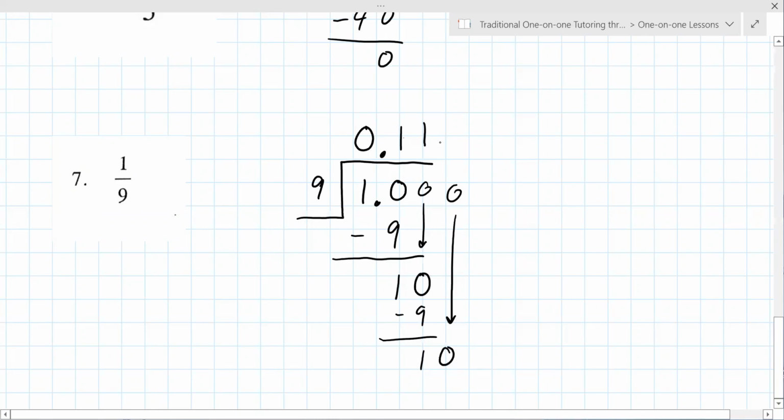What is the pattern? What do you see as the pattern? It's gonna keep repeating the 1. Right. So it goes on forever. So you have to decide how to write this, and you just count the numbers, the digits that repeat.